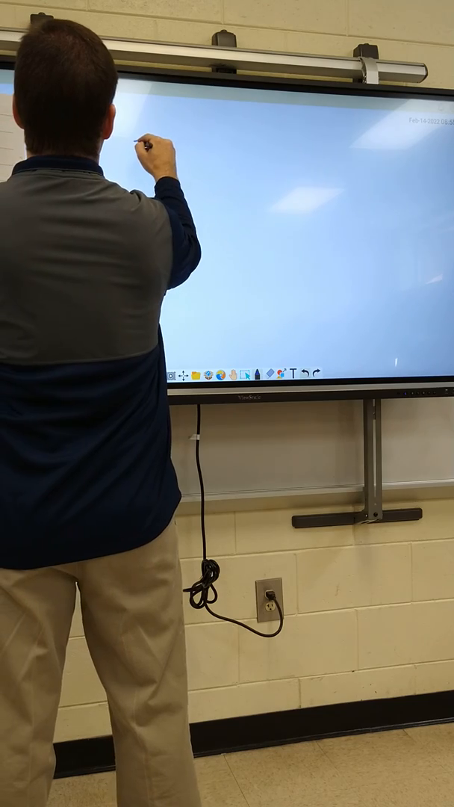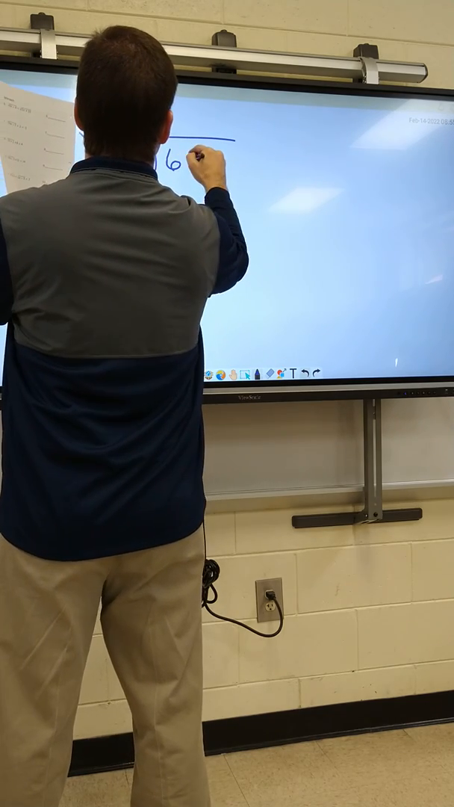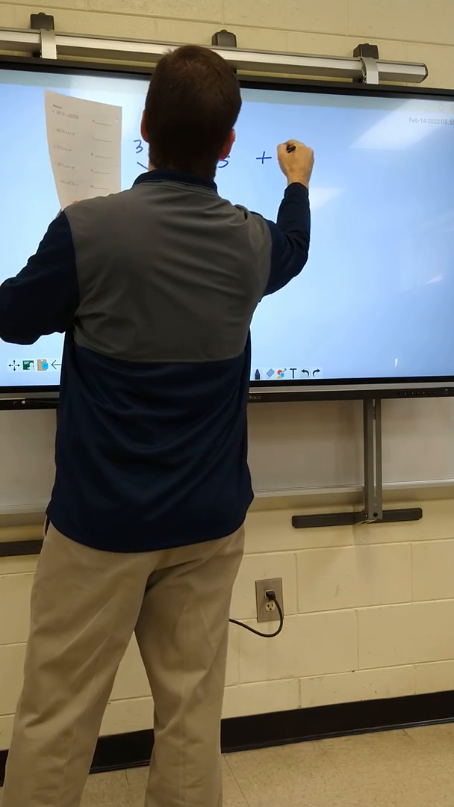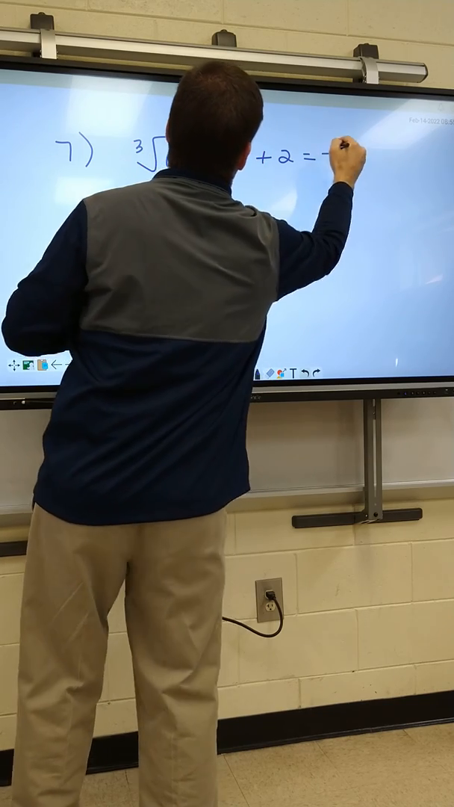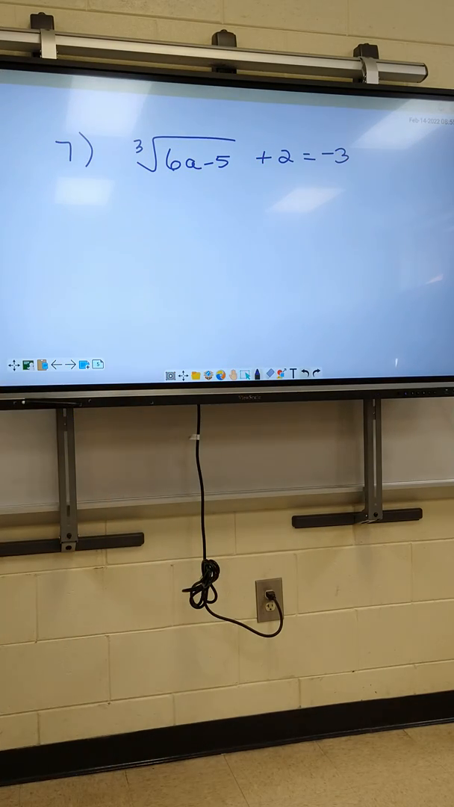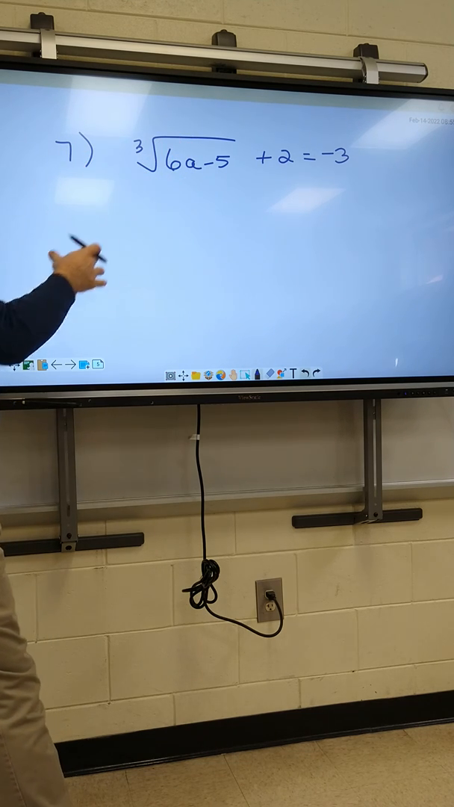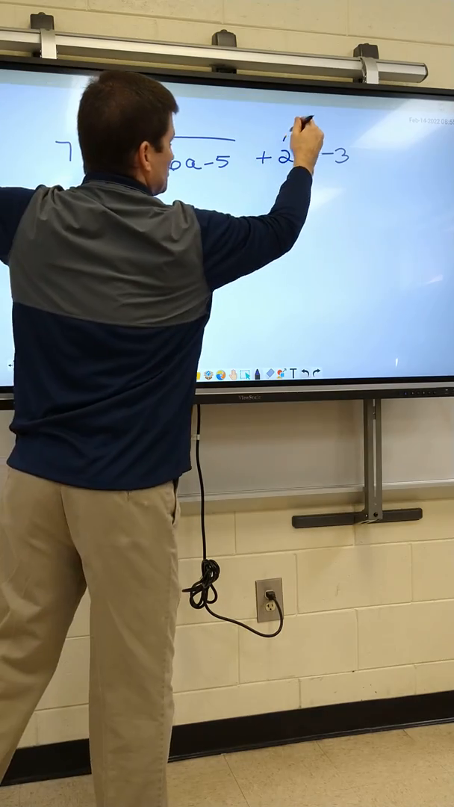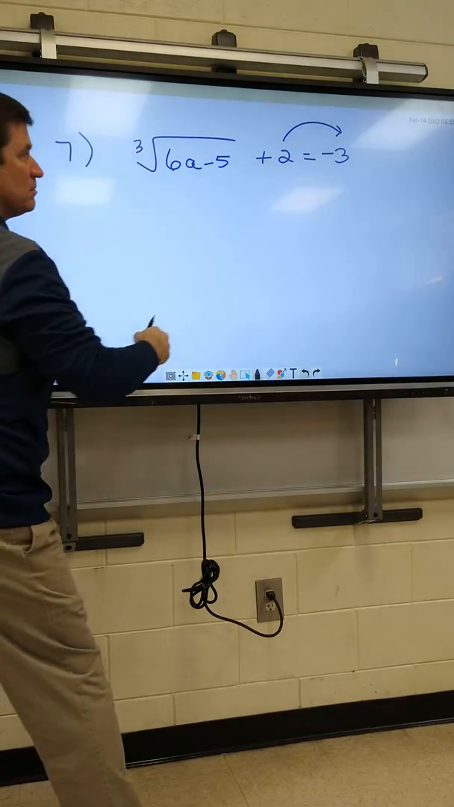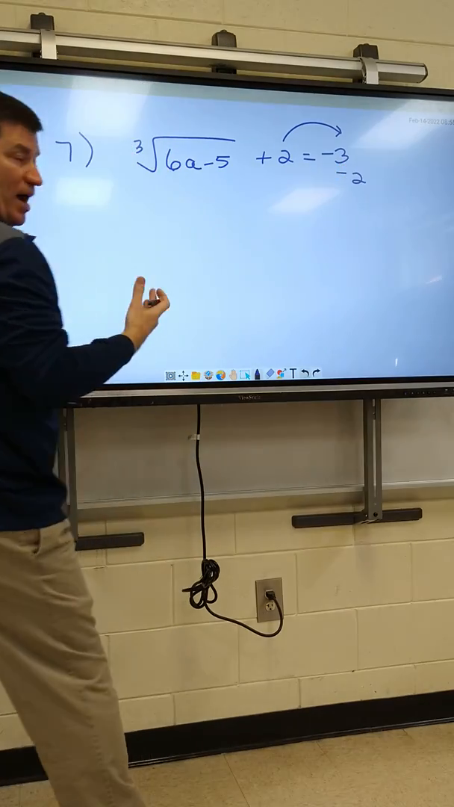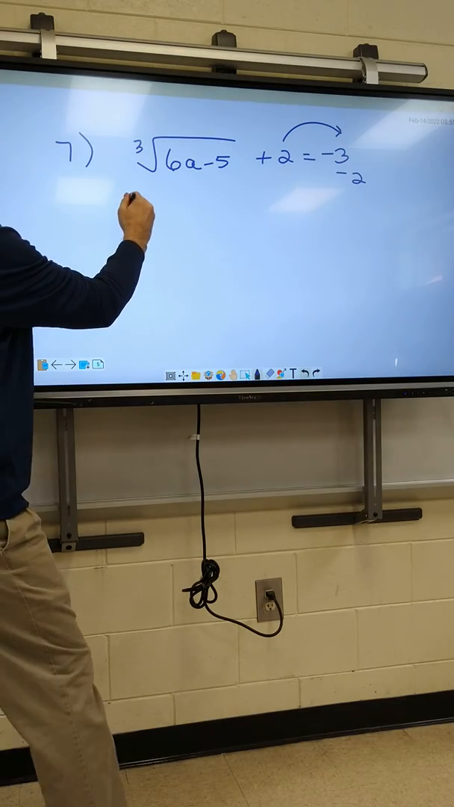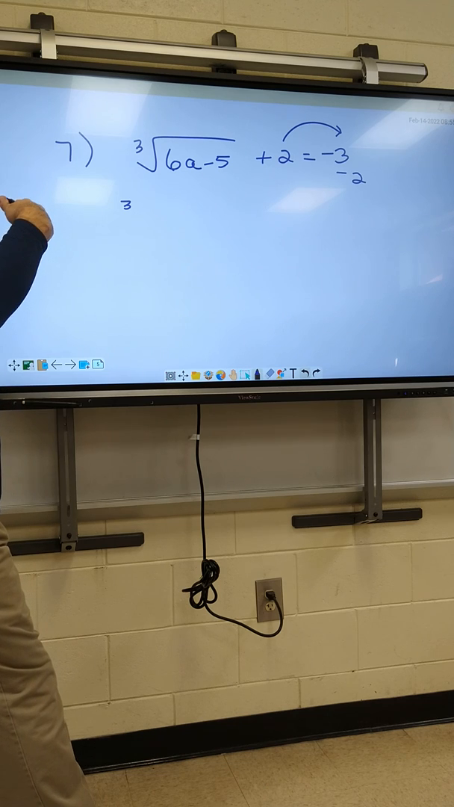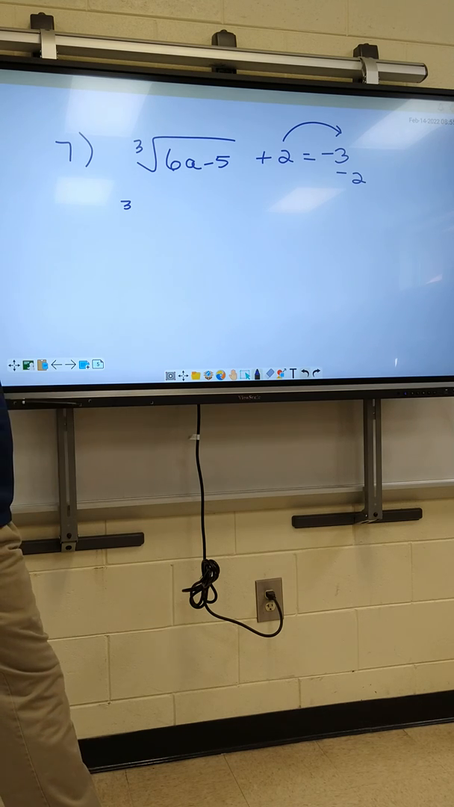All right, number 7, we got the cube root of 6a minus 5, plus 2 equals negative 3. All right, so you've got only one root symbol in this problem. When that happens, you want to get the root symbol by itself on the left side of the equal sign. What's going to happen with plus 2 when I move it over? It's gonna turn into minus 2, right? Wait, did I miss number 6? It's okay, I'll put it back up there in a minute, Fisher, and you can get it. Let's go to 7, okay?